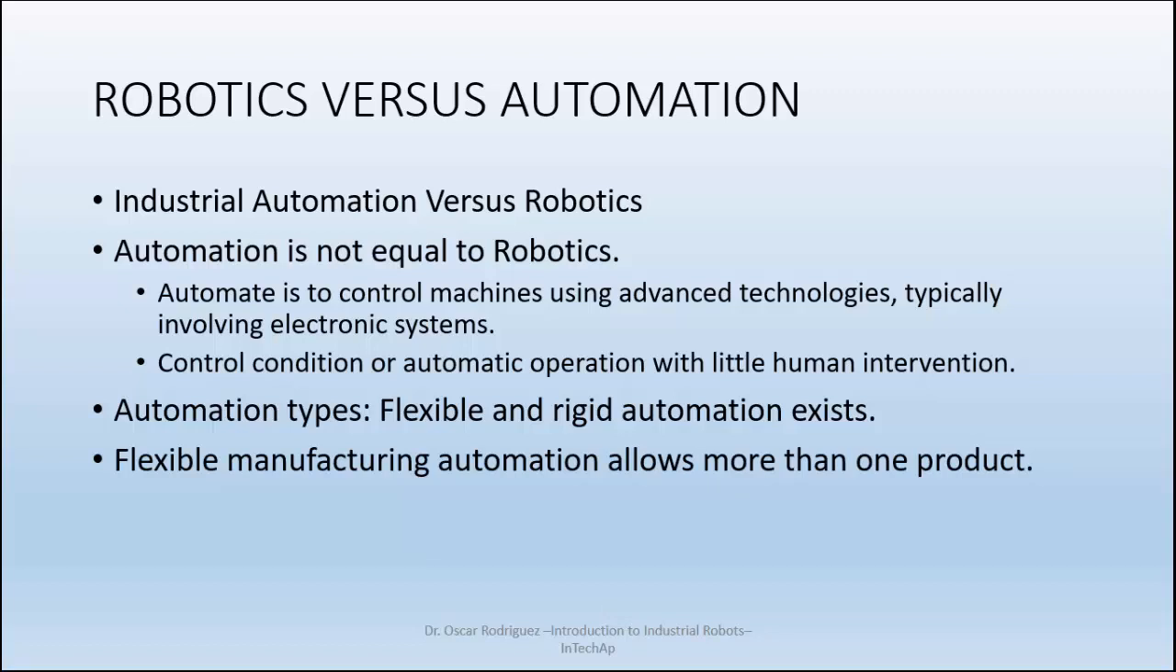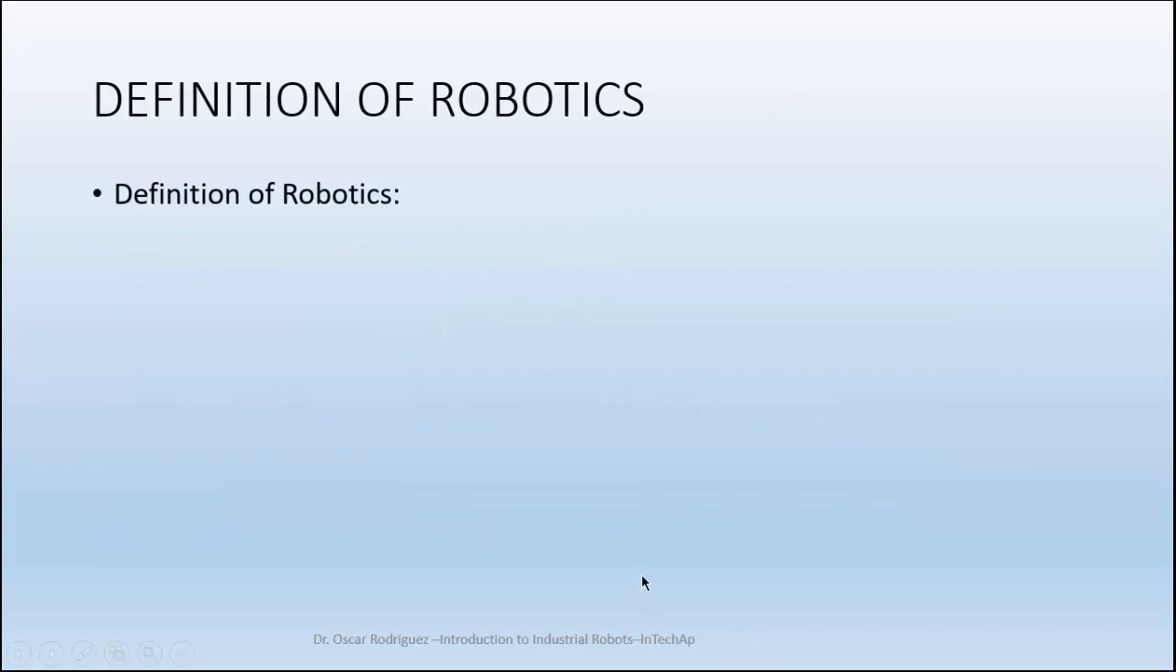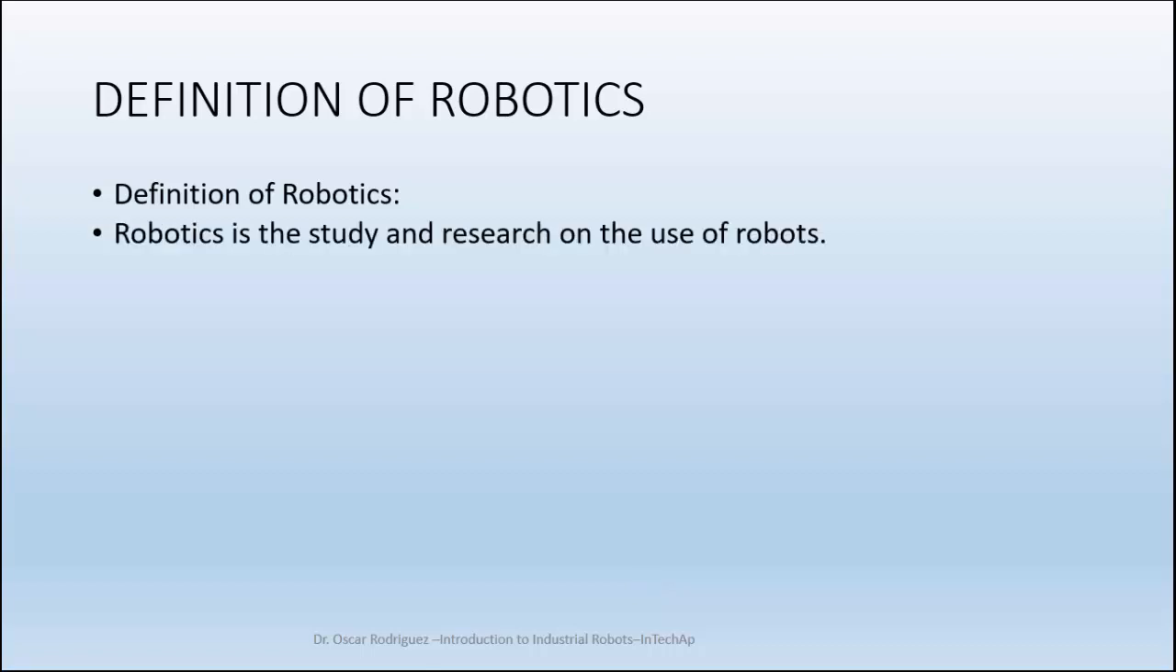Flexible manufacturing automation is something that allows you to manufacture more than one product. That is flexible automation. Whereas rigid automation is used in manufacturing, but only to build or manufacture a single product, typically, right? So those are the two basic differences in automation: flexible automation versus rigid automation. Kind of important to know. So that leads us to a basic definition. Again, we're going to look into a more technically amplified definition, but for our purposes, robotics is the study and research of the use of robots as a science, right?